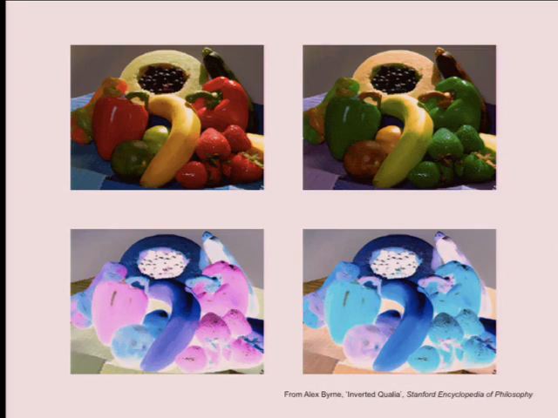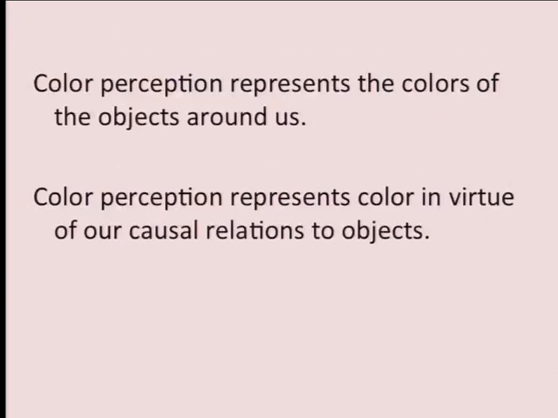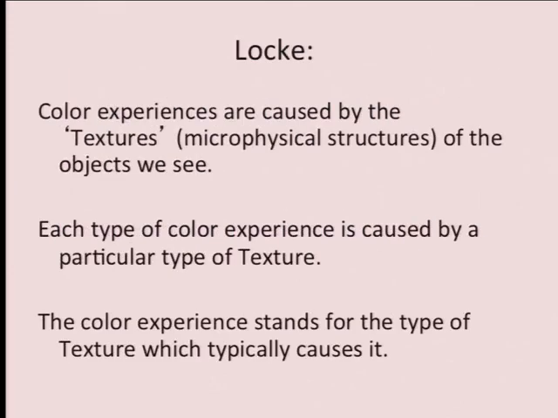Okay, this is just some more pictures to ram the point home. You see the idea of inverted spectra, that you can keep the structure of someone's colour space the same, but move the absolute values of the colours around. So just as names represent in virtue of a causal relation to an object, words like water and gold represent in virtue of a causal relation to the stuff. Colour perception represents the colours of the objects around us in virtue of causal relations to the object. So the color experience stands for, refers to, the type of physical structure that typically causes it.